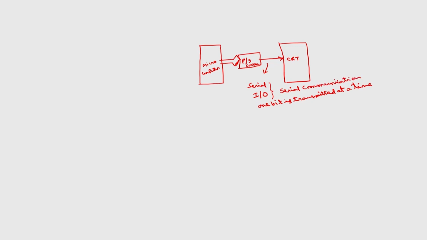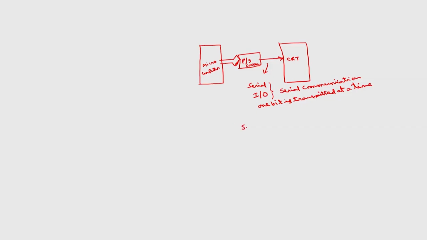There are different types of serial I/O. Basically we need serial I/O in many applications, so we have to convert the microprocessor's parallel data into serial, and then perform the serial communication. Serial I/O or serial communication can be broadly classified into two categories: synchronous serial communication and asynchronous serial communication.